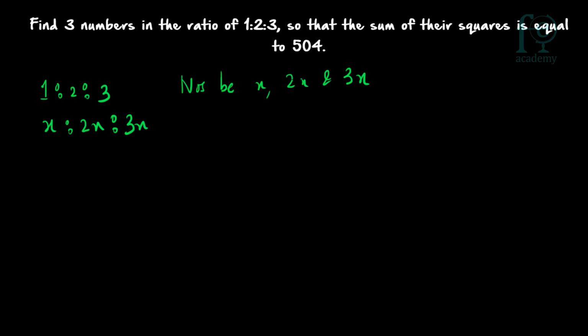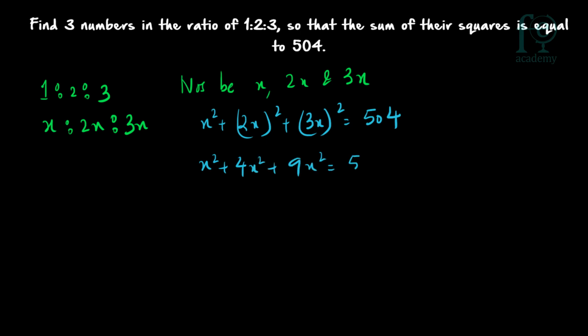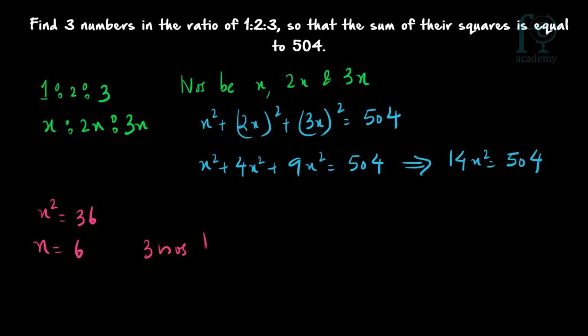Now what is given? The sum of their squares is equal to 504. So x square plus (2x) whole square plus (3x) whole square is equal to 504, which gives you x square plus 4x square plus 9x square is equal to 504. So what you will be getting? 9 plus 4 plus 1 is 14, so 14x square is equal to 504, or x square is equal to 36. 504 divided by 14 gives you 36. So your x will be equal to 6. So what will be your three numbers? Your three numbers will be equal to 6, 12 and 18.